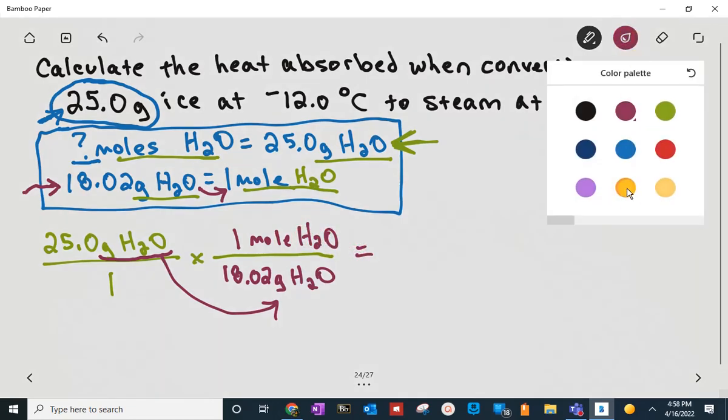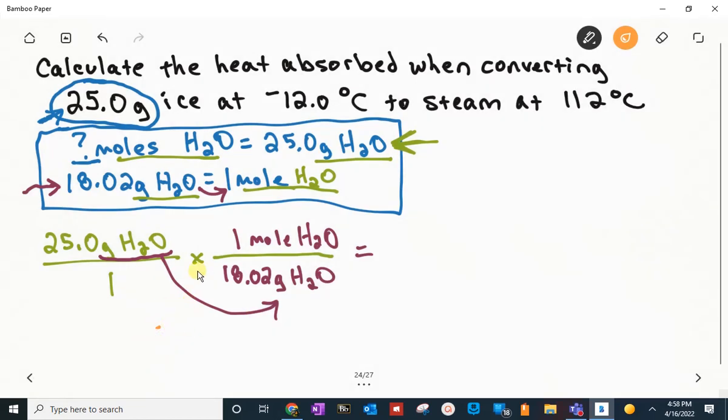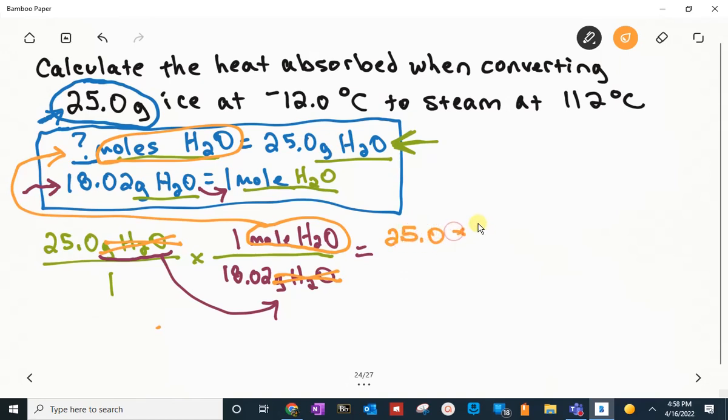So now we can cancel out the units of measurement that are diagonally across from each other. So that would be the grams of H2O here, grams of H2O there. And that just leaves us with moles of H2O. And we go back and look at our question mark, and is that what our question mark's asking? Yes, moles of H2O. So we know we set it up right. So now we just have to multiply across, 25.0 times 1 over 1 times 18.02.